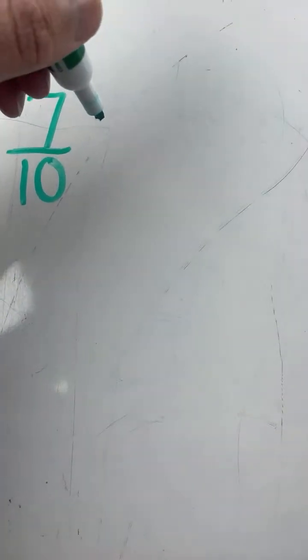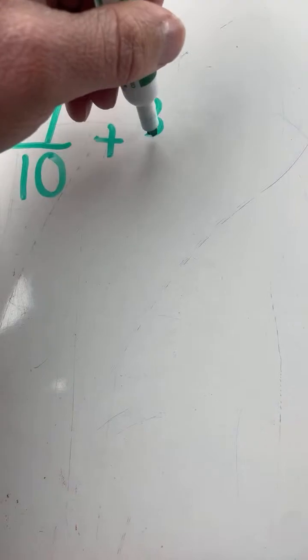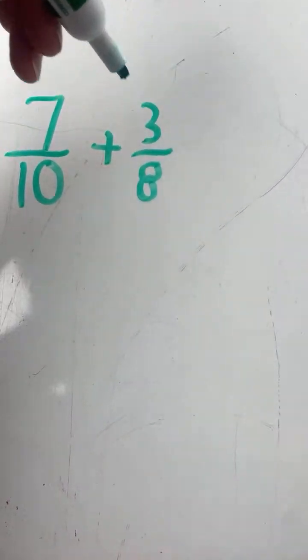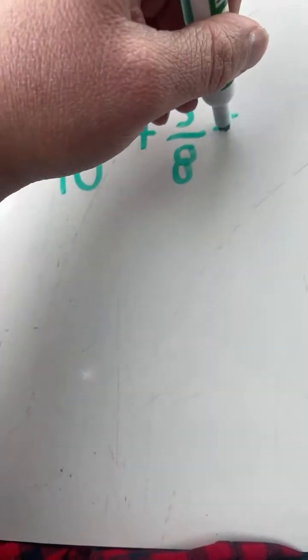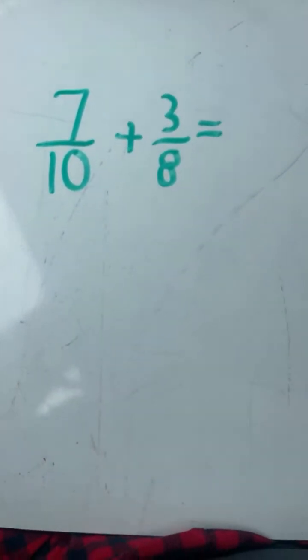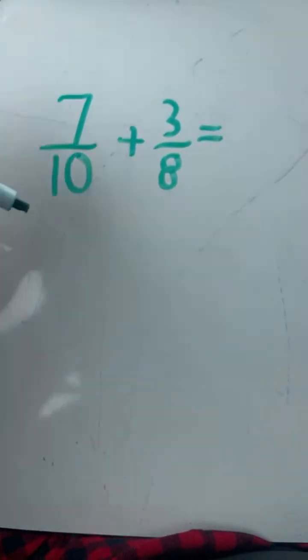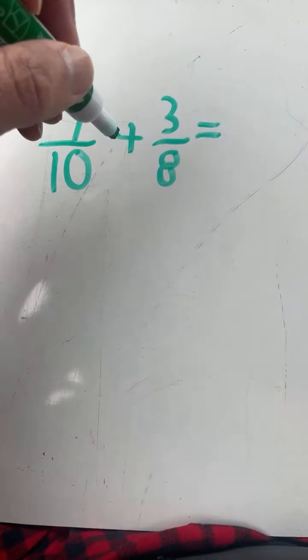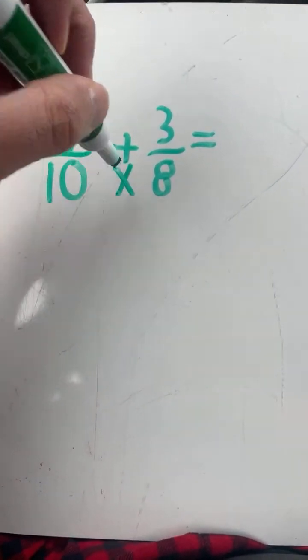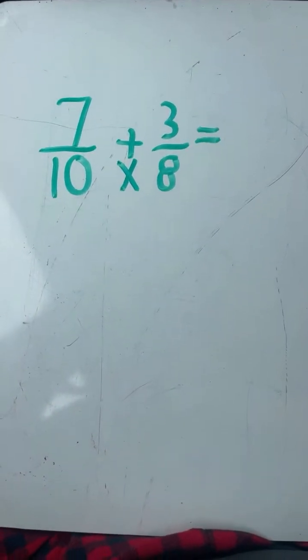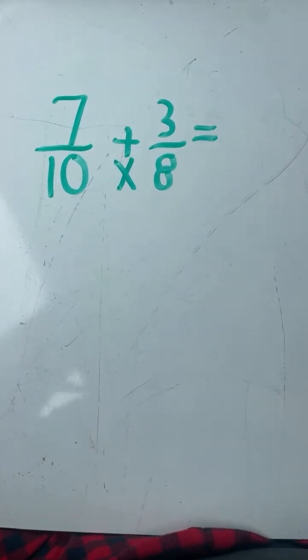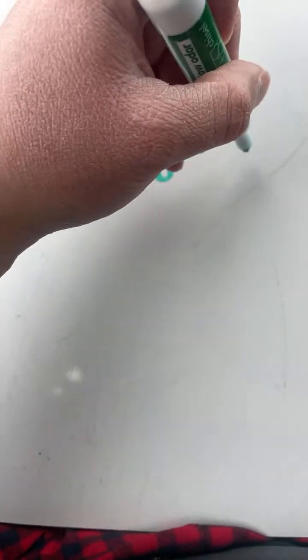All right, 7 tenths plus 3 eighths. So again, step 1, we find the common denominator, and we do that by multiplying our two separate denominators. So we are going to multiply 10 times 8. 10 times 8 equals 80.